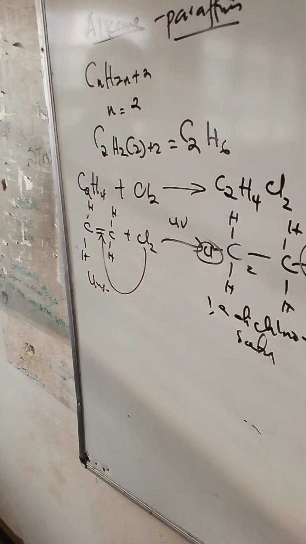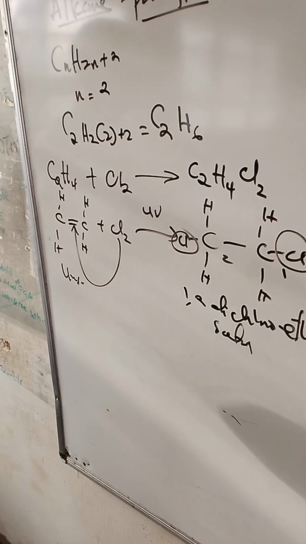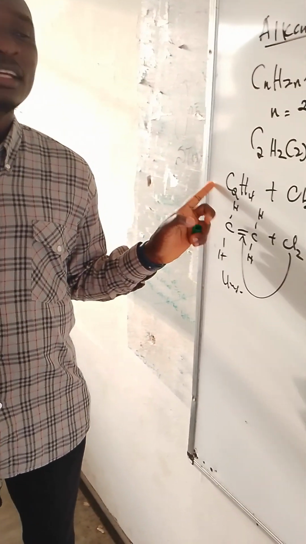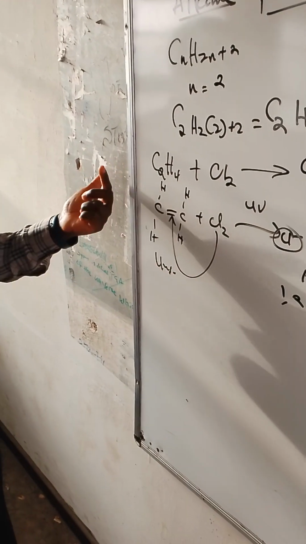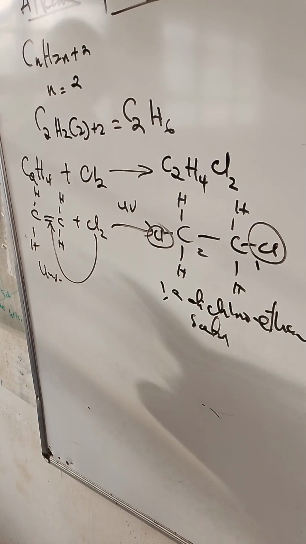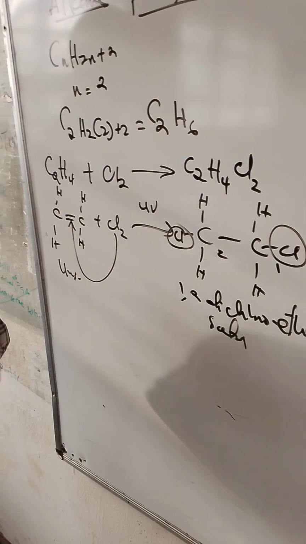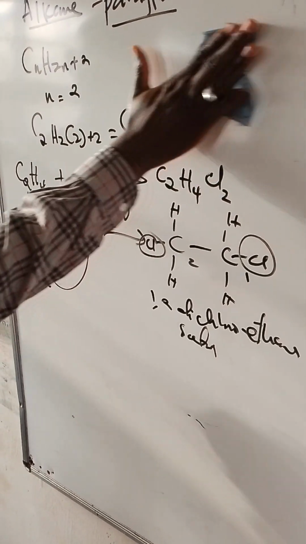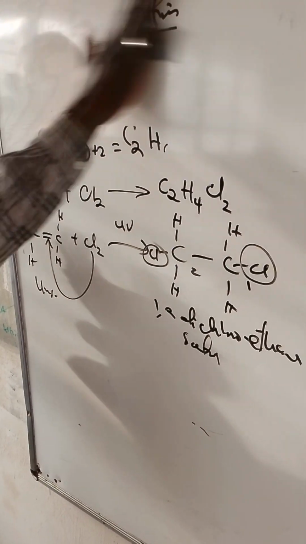addition reaction. It can be bromination. This reaction is called chlorination reaction. Chlorination of alkene. And it can be bromination of alkene. It can be iodination of alkene. It can be fluorination of alkene, as the case may be. So, and so on and so forth. So that is the last of the little things I'll talk about in the alkene family.